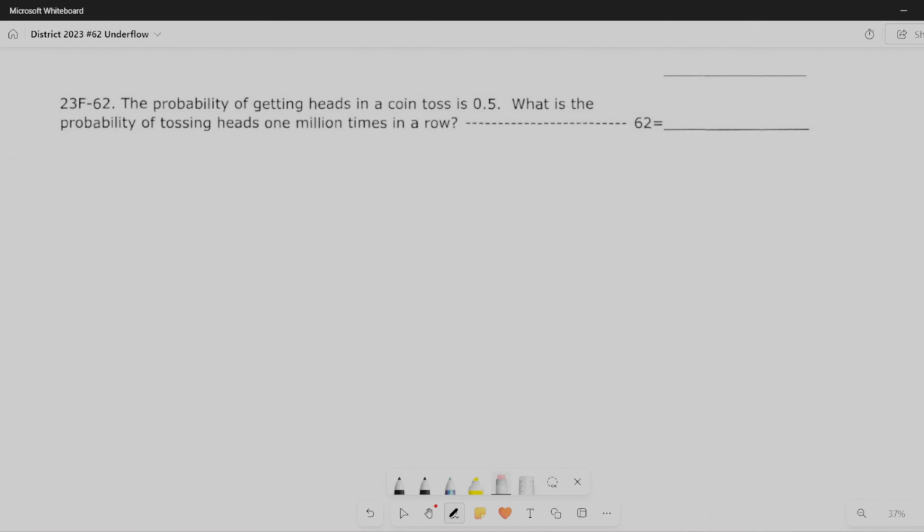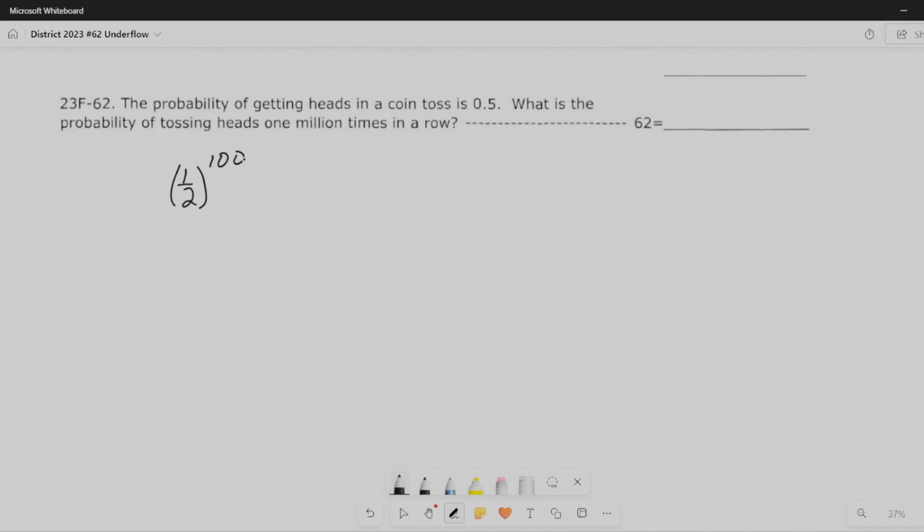Okay, the first problem we're going to attempt is the District 2023, number 62 from the Calculator Applications contest. The problem states, the probability of getting heads in a coin toss is 1/2. What is the probability of tossing heads 1,000,000 times in a row? And this is the thing with these overflow and underflow problems. They always have an interesting context. It can make the problem kind of interesting.